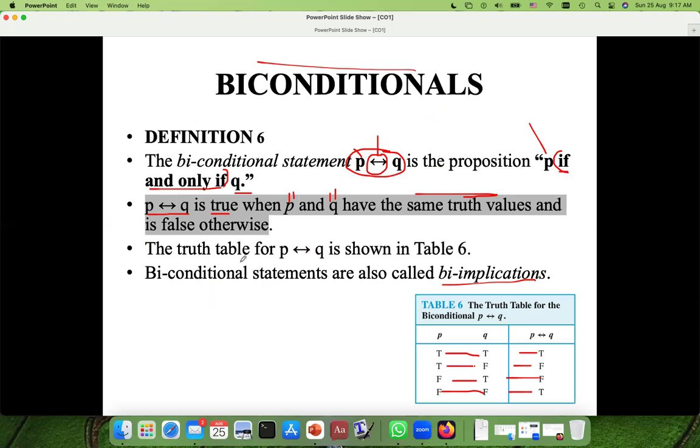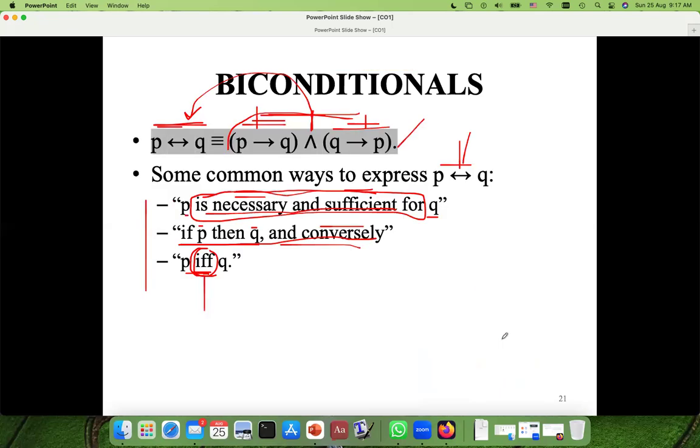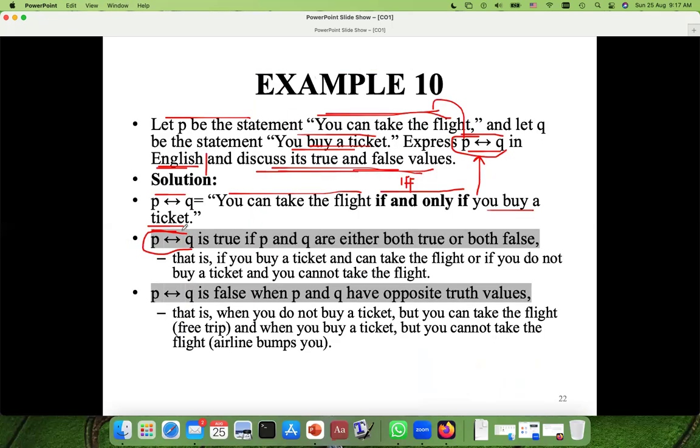For example, look over here. The value of this P implies Q is true when you have the same values: when P is false and Q is false, or P is true and Q is true. Now we are discussing these values with respect to these sentences. So P implies Q is true when P and Q are either both true or both false. This is the sentence we are writing according to the truth table.